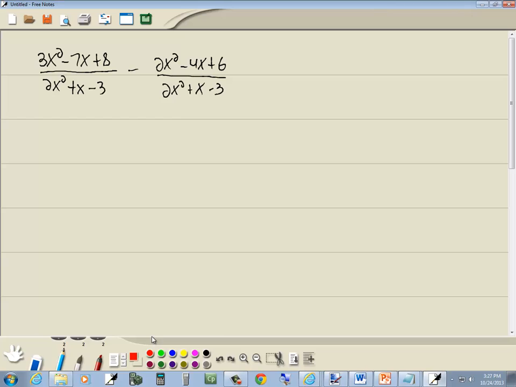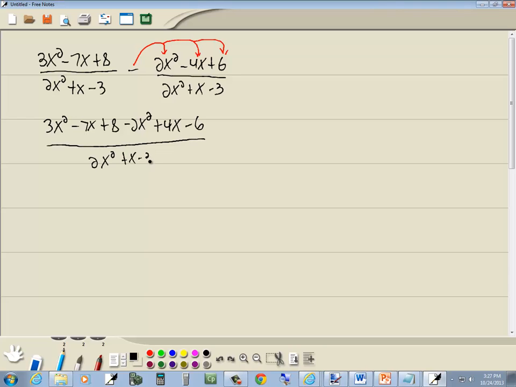a single fraction. Now remember, if you have a negative out in front of your fraction, that's going to flip the sign of everything up on top. So I'll flip the sign of this first term, second term, and the third term. That gives us 3x squared minus 7x plus 8. The positive 2x squared becomes a negative 2x squared. The negative 4x becomes a positive 4x. And the positive 6 becomes a negative 6. All over 2x squared plus x minus 3.